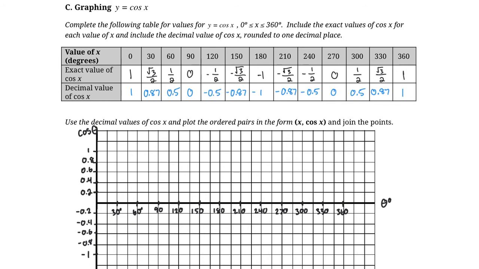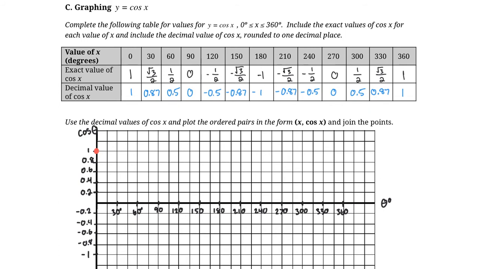And now let's just use our table to start plotting our points. So the cosine of 0 degrees is at 1. And this is different from our sine function because the sine of 0 degrees was at 0. So our sine function started at 0, but our cosine function is starting at 1.